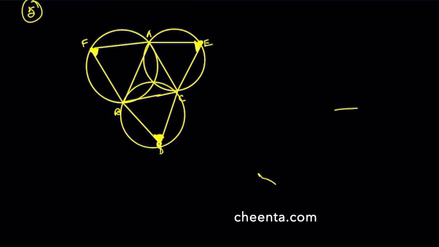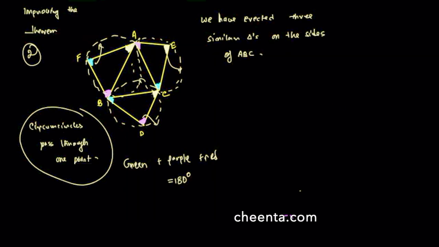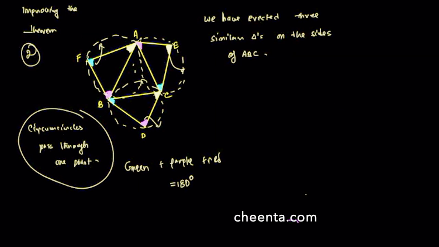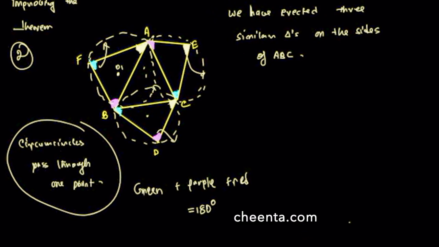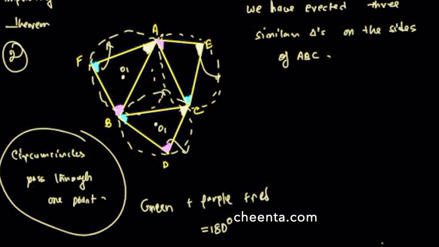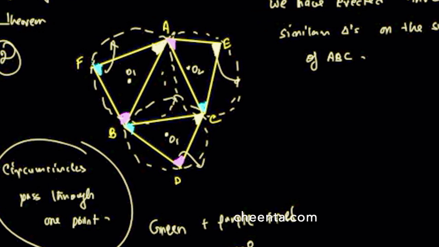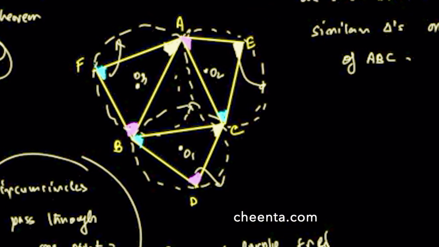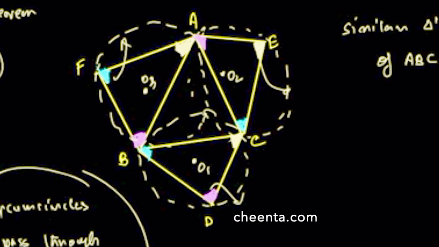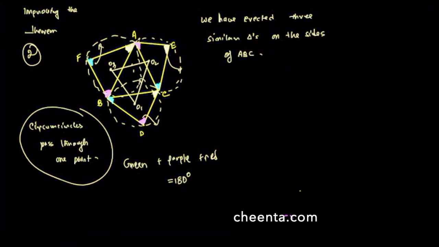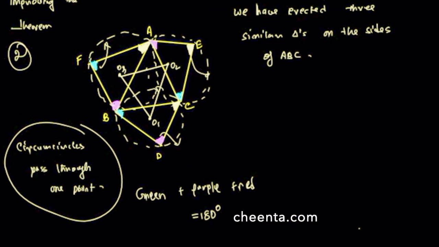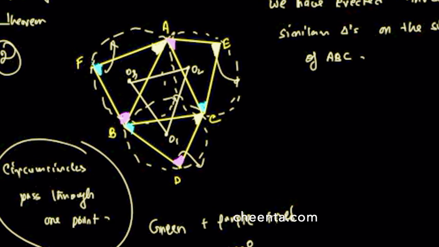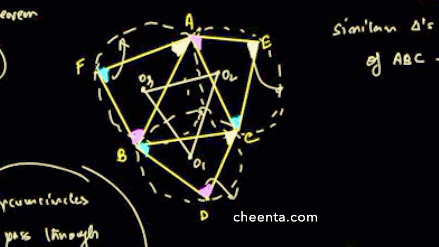What if we draw the circumcenters of each of these triangles? So let's suppose the circumcenters are O1, O2, and O3. These are the circumcenters of these three triangles. So what was the hypothesis in this particular theorem? The hypothesis is that these three triangles are similar, right?